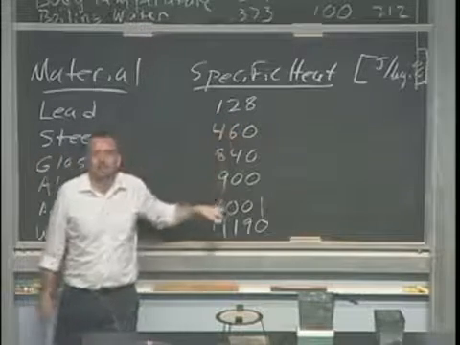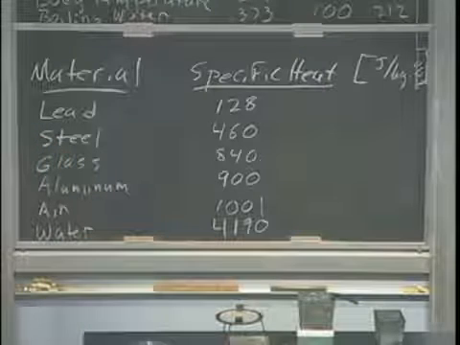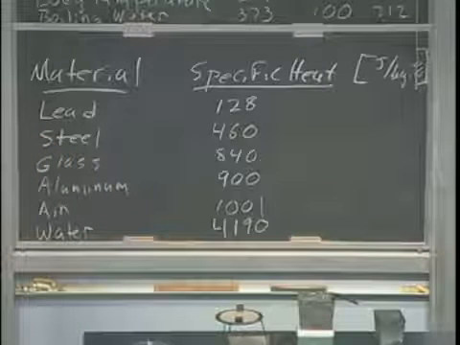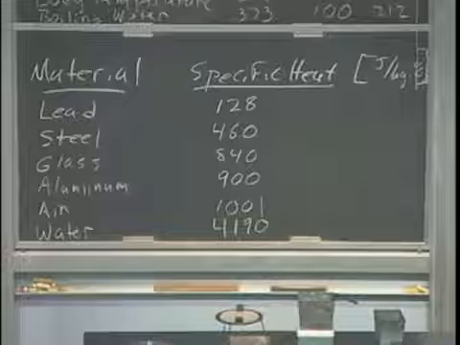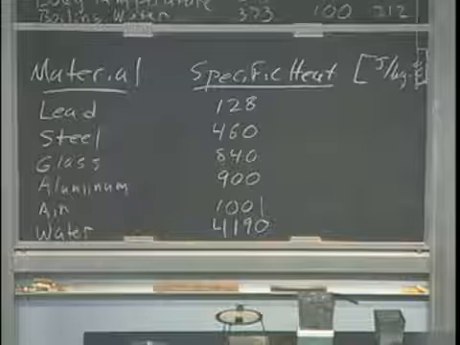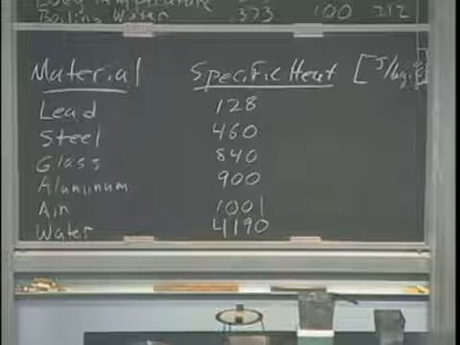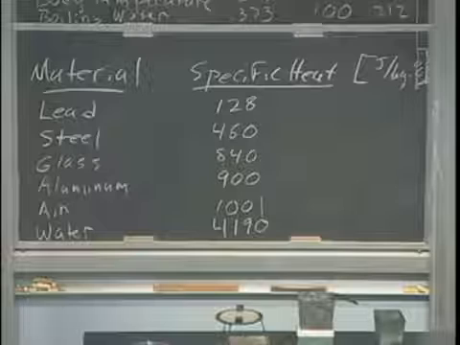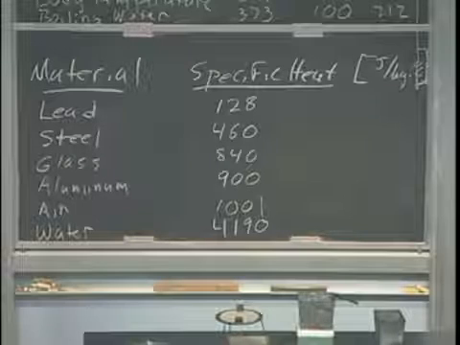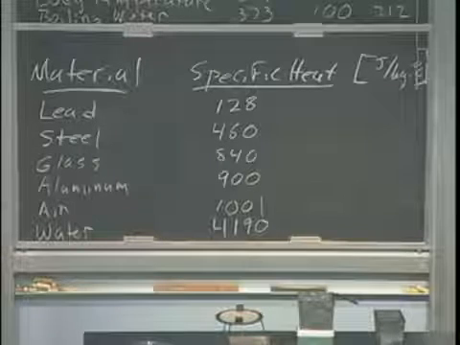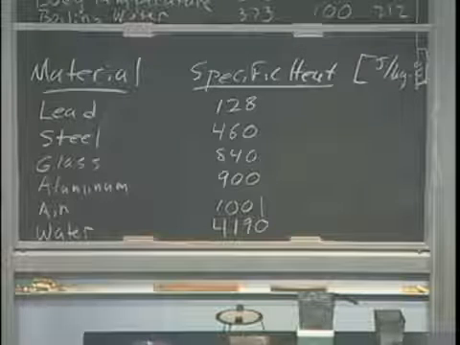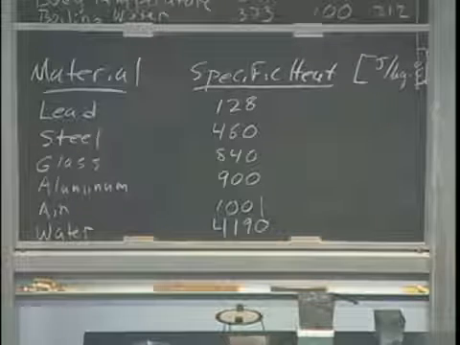So large specific heats you can think of as it can hold a lot of energy. Small specific heats, I think it means that that material can heat up very, very easily. It doesn't take very much thermal energy to make that material very hot.